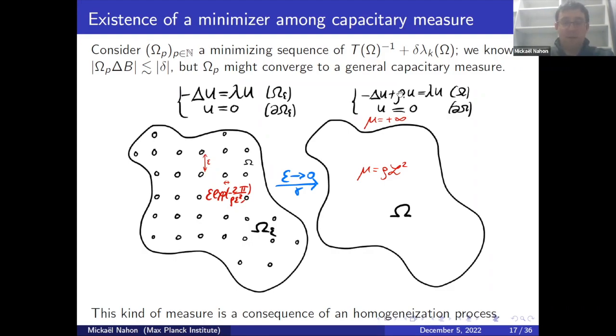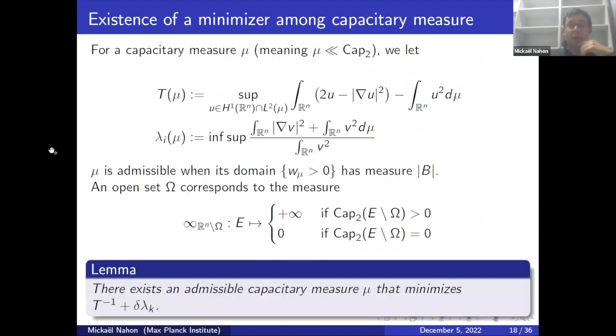And okay, this kind of measure can be a consequence of a homogenization process, or just that your minimizing sequence behaves very badly. And so we want to prove that this does not happen. And to be a bit more precise, when you have a measure mu, we are going to replace the domain with a measure.